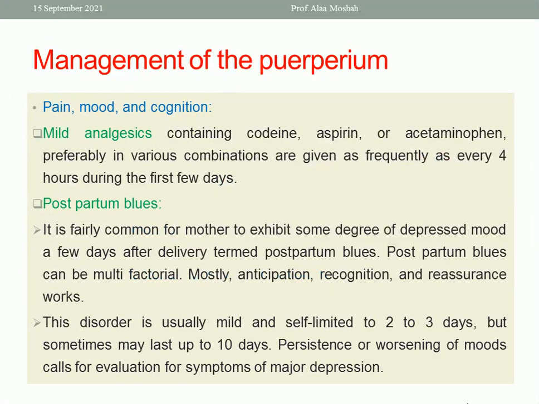What about pain, mood, and cognition? For pain, I can give mild analgesics like codeine, aspirin, or acetaminophen. Preferably, various combinations are given as frequently as every 4 hours during the first few days, then stop.